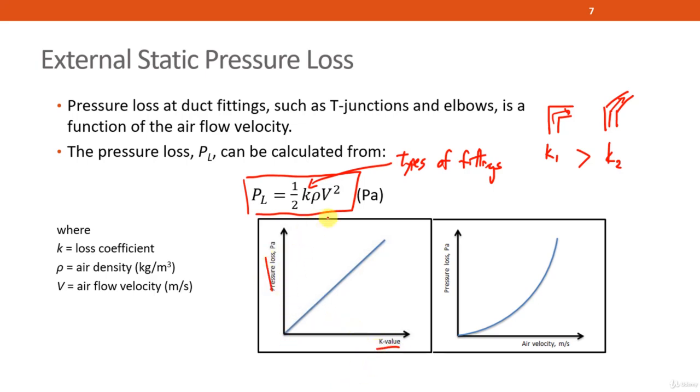Okay. And next, rho. Rho is actually air density. Air density is usually around 1.2 kg per meter cube at around 20 degrees Celsius. And V is the velocity of the air when it passes through, let's say, a fitting, or when it passes through a junction. What is the speed that it is traveling at? And for V, the relationship is not linear, it is a square relationship, y equal to x square kind of relationship. So as you can see, velocity actually impacts the pressure loss much more compared to K value.